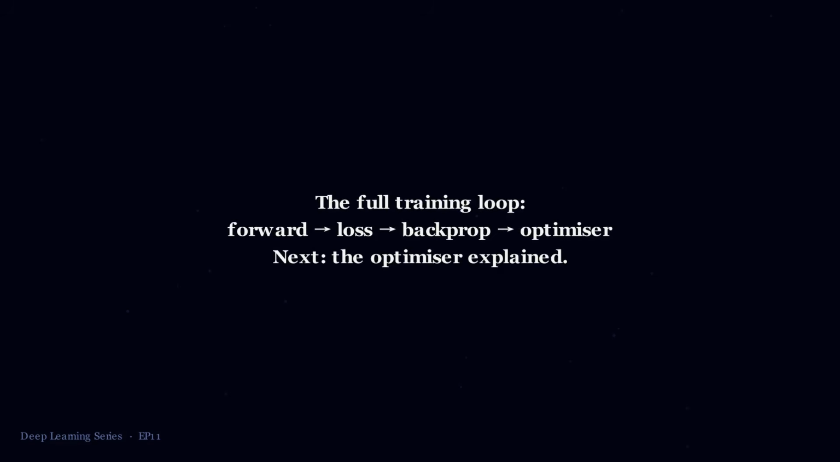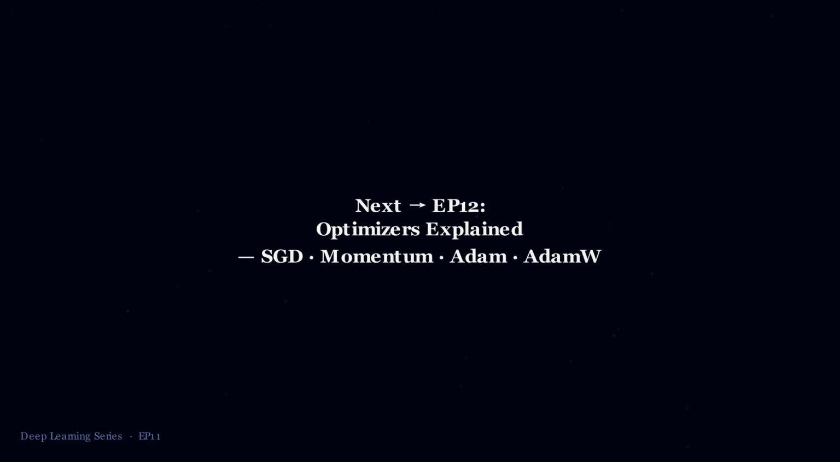Now you know the full picture. Forward pass computes output, loss measures error, backprop computes gradients, optimizer updates weights. Next episode, the optimizer. Episode 12: SGD, Momentum, Adam, AdamW. Why Adam almost always wins, and when SGD with momentum actually beats it.